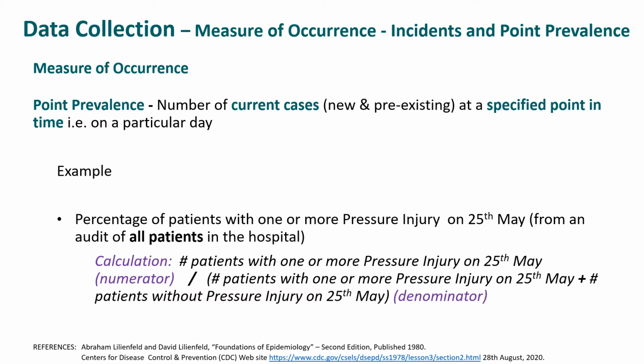The calculation here would be the number of patients with one or more pressure areas found on the audit on the 25th of May. That's your numerator, and it would be expressed over the number of patients with one or more pressure areas found on the 25th of May plus the number of patients without a pressure area on that day, and that's your denominator.